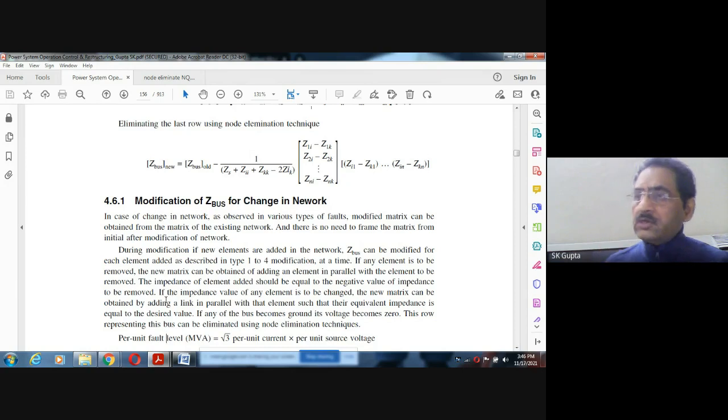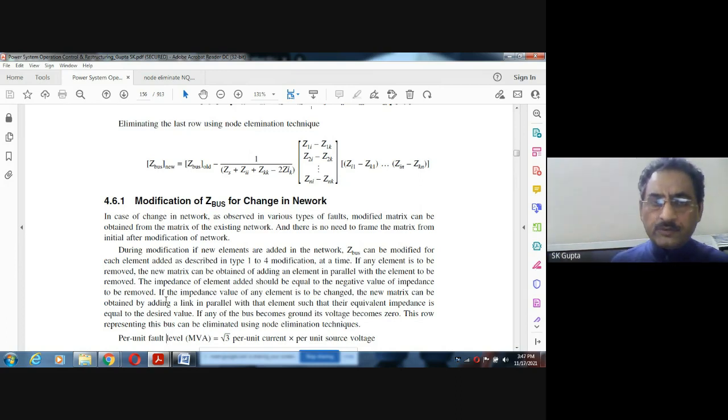Suppose a transmission line is connected between I and K, and that is to be removed. Then what will be the new Z bus? Considering that between the I and Kth bus a transmission line is already there, say its impedance is ZIK. Now between the two old buses, I and K, we add a new transmission line whose impedance is minus ZIK. ZIK is already there, and we add a transmission line whose impedance is minus ZIK.